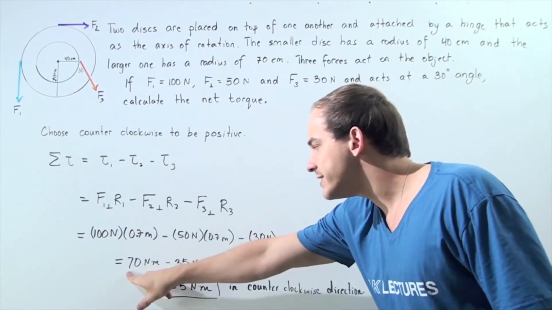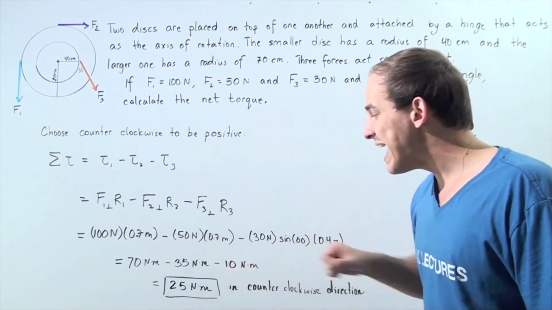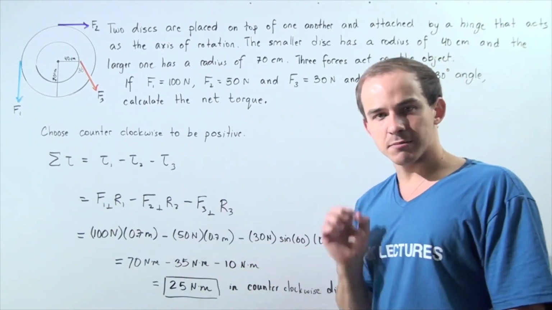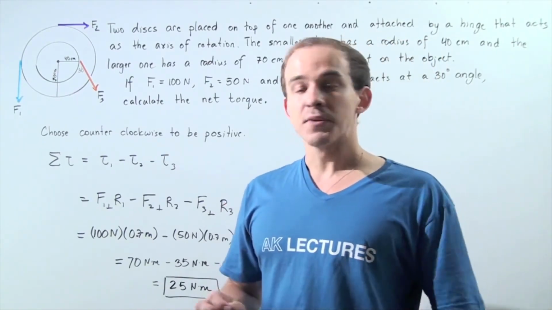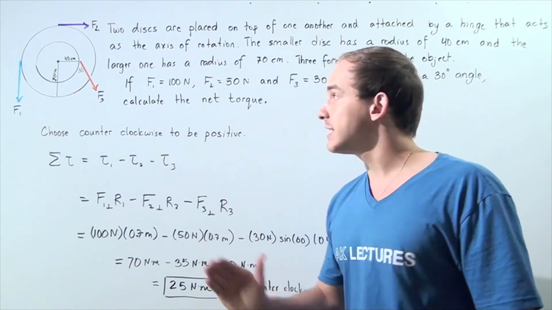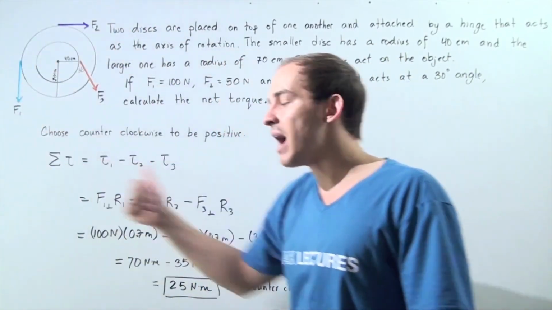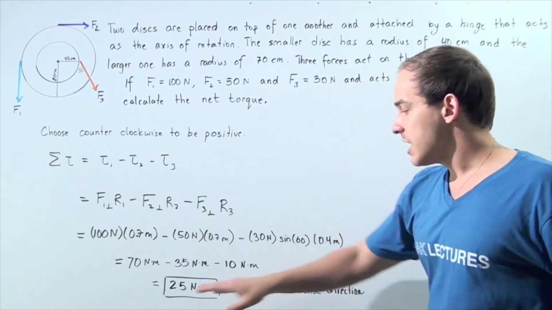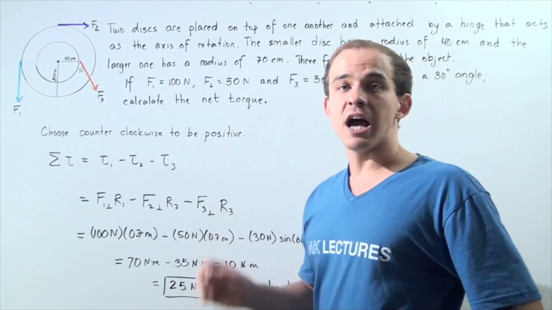So we get 70 minus 35 minus approximately 10, and we get approximately positive 25 newton meters. So that means our value of the torque is positive, so the object will rotate in a counterclockwise positive direction with a net torque of 25 newton meters.